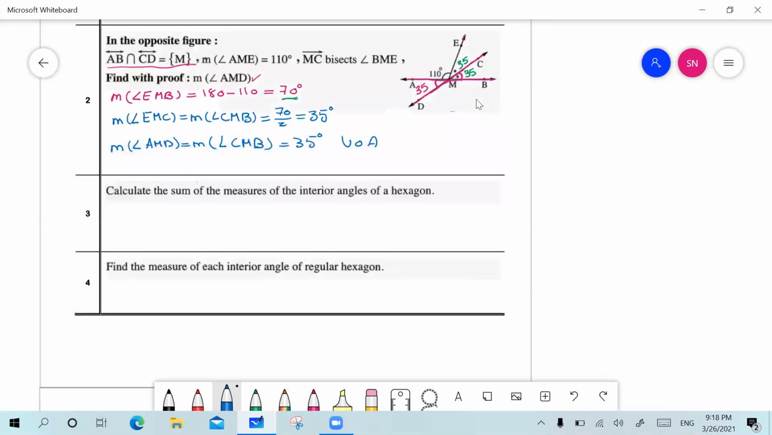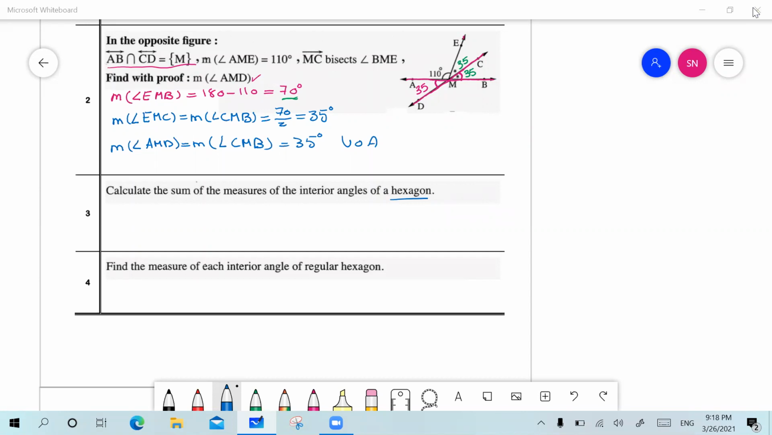Okay, so let's go now to question number 3. Calculate the sum of measures of the interior angles of a hexagon. Judy, do you have a question or do you want to answer? No, I want to answer. Okay.